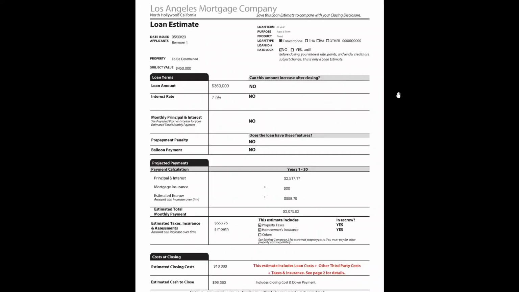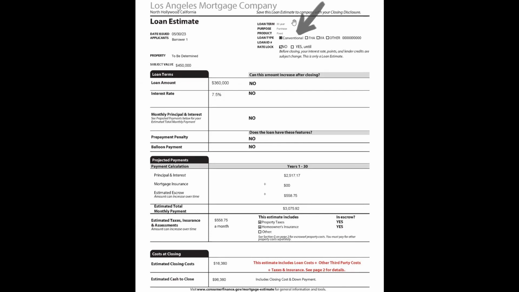Here you will see a sample loan estimate for a borrower that's buying a $450,000 house. On the left, we have the date it was issued, the borrower's name, blocked out for privacy. Then we have the property address. The purchase price is $450,000.